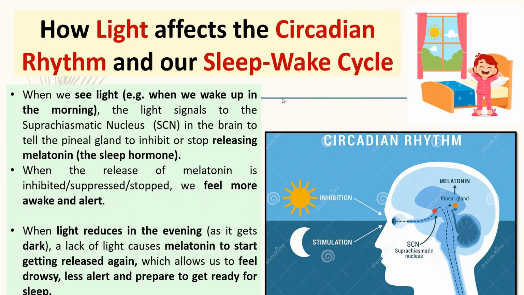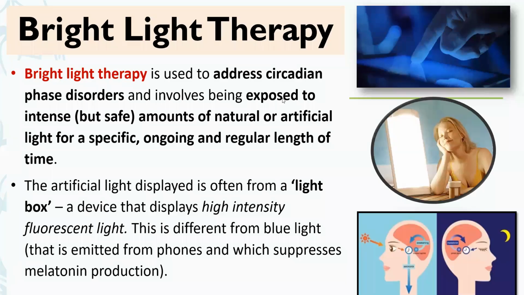Now, you need that basic idea to understand what bright light therapy is. Bright light therapy is this idea that if a person cannot stay awake, even after looking at natural light outside, they can use an artificial form of light called the light box to help them to stay awake. And that's what we call bright light therapy. This is a light box, okay?